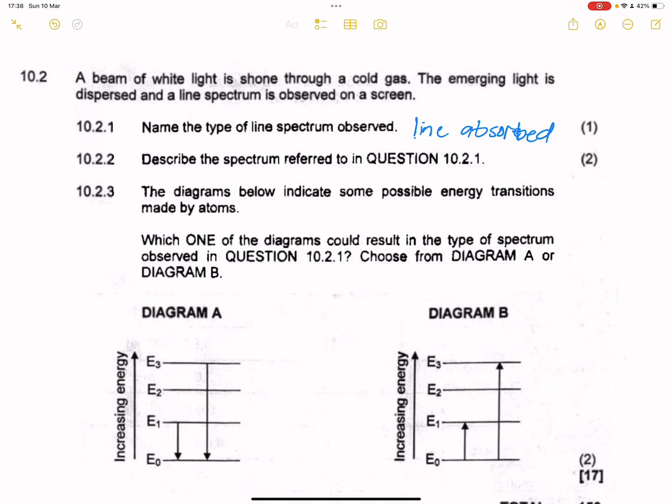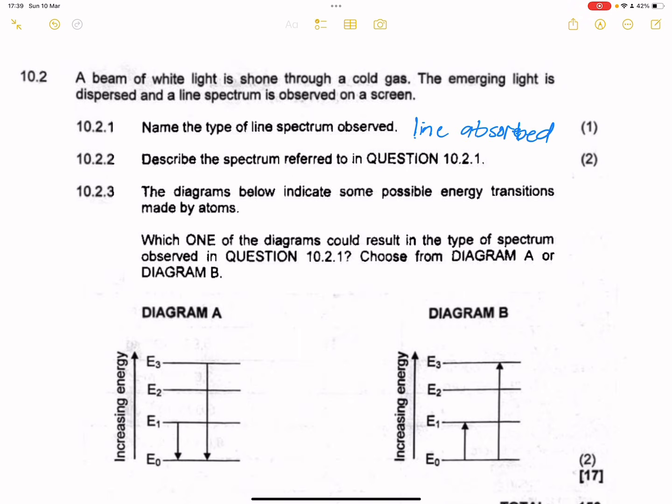They said describe the spectrum referred to in question 10.2.1. In this case, what happens is that when the frequencies of light are absorbed by the gas, the gas will also show us lines. So we'll observe a rainbow, if you want to put it in inverted commas, you'll see a rainbow with some of the colors that are missing, the ones that have been absorbed.